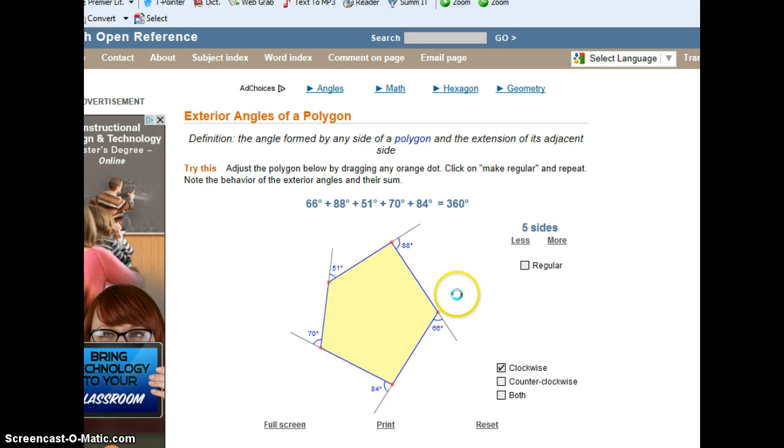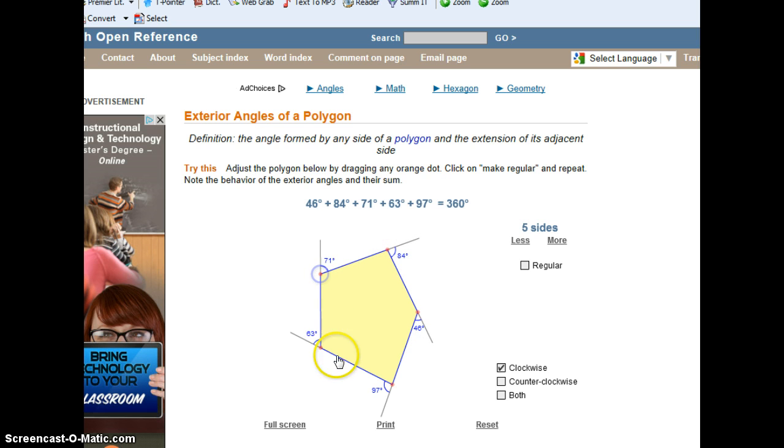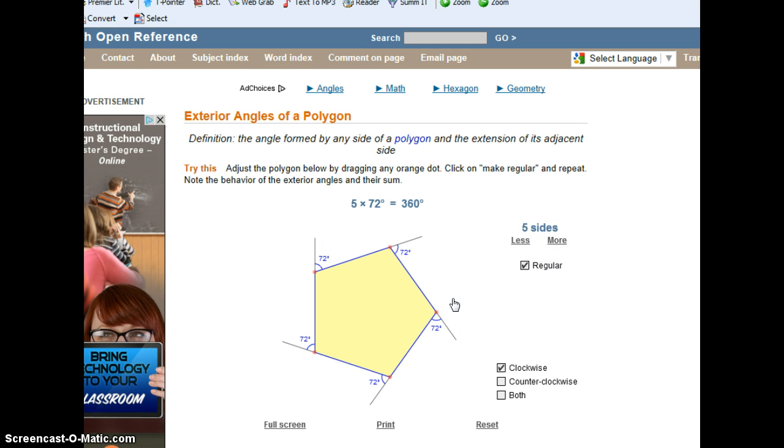So we have here a 5-sided shape, and if we add up all of our exterior angles, it looks like we've got 360 degrees. No matter what I do, the exterior angles add up to 360. I'm going to make this regular and kind of show you why this works.